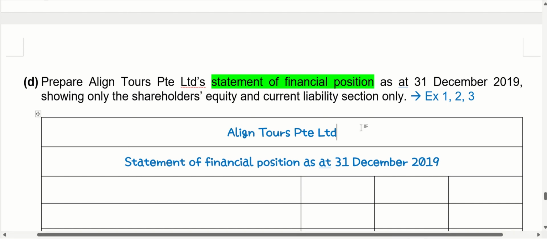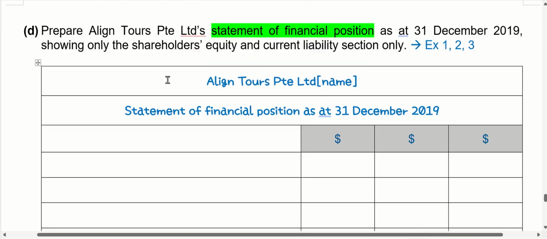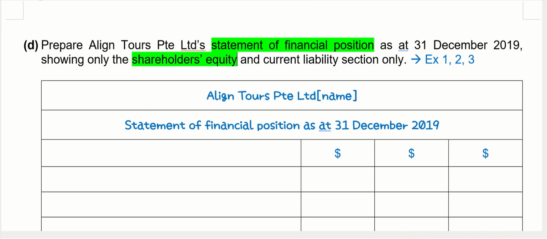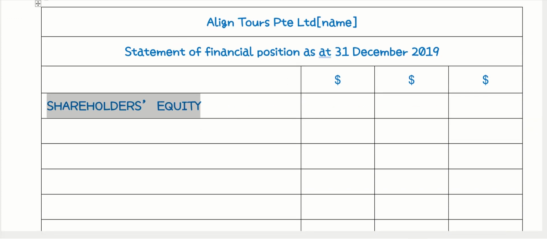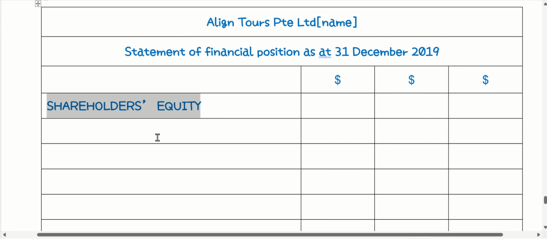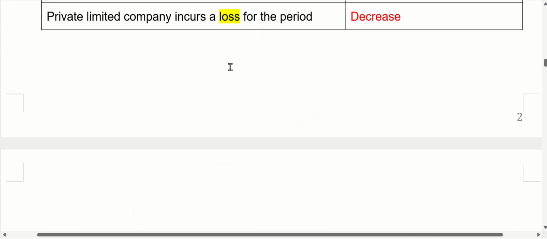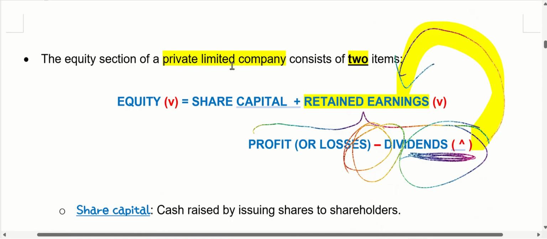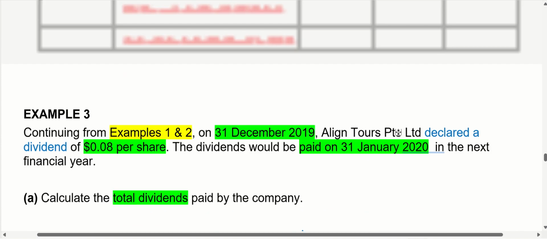All right, so you write the business name, followed by the title name, which is statement of financial position, and then you have three columns, and you are only going to prepare the shareholders equity section as well as the current liability section, these two sections. So firstly, we name our shareholders equity section. What is in shareholders equity? Going up to the previous page on the formula. What is in shareholders equity? Share capital as well as retained earnings. So these two things form the shareholders equity.